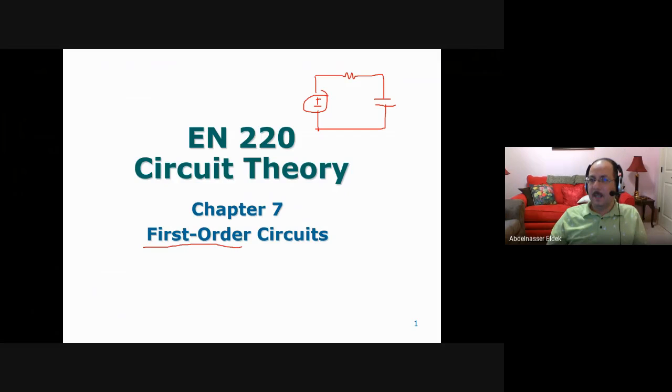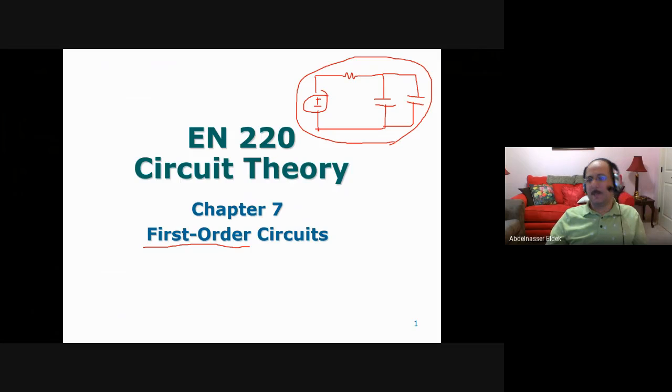It has another capacitor, still capacitor only; it does not have a capacitor and an inductor together. If it has a capacitor and an inductor, it's called a second order circuit. So if you have a circuit, for example, that has another capacitor like this, this is still a first order circuit. And today we'll talk about this.